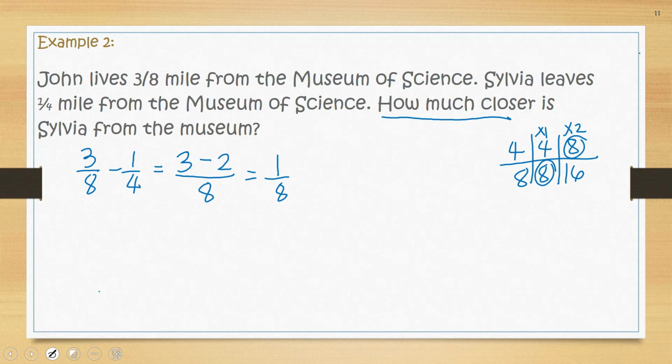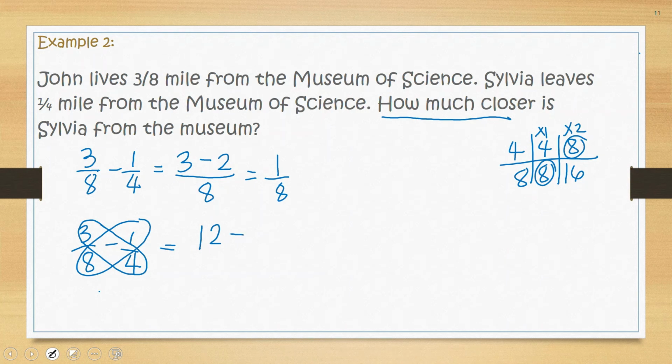So, let's try to solve this one using the butterfly method. 3/8 minus 1/4. So, let's cross multiply. 3 times 4 is equals to 12. 8 times 1 is equals to 8. At para makuha natin yung denominator is 8 times 4 is equals to 32. So, 12 minus 8 is equals to 4. Copy yung denominator na 32.